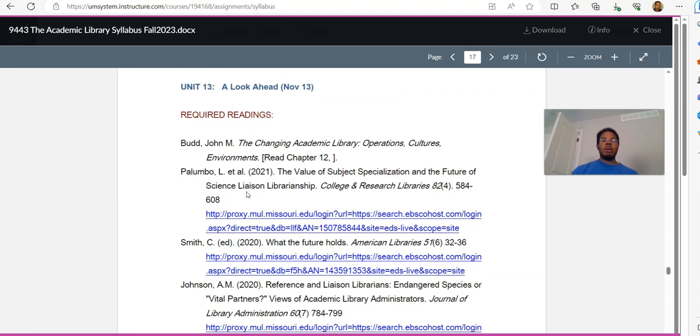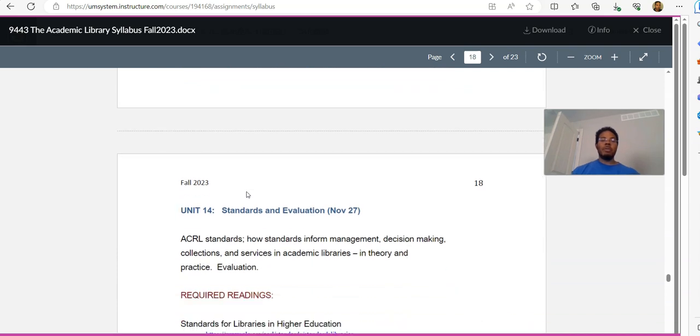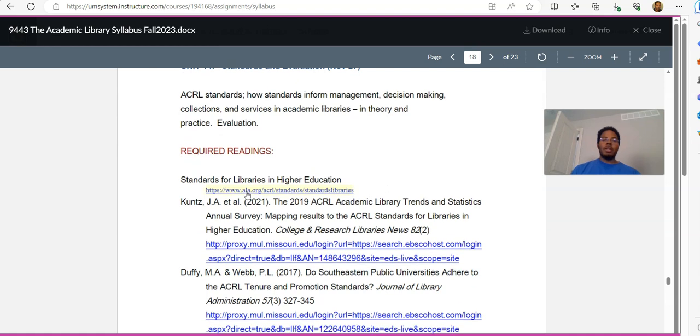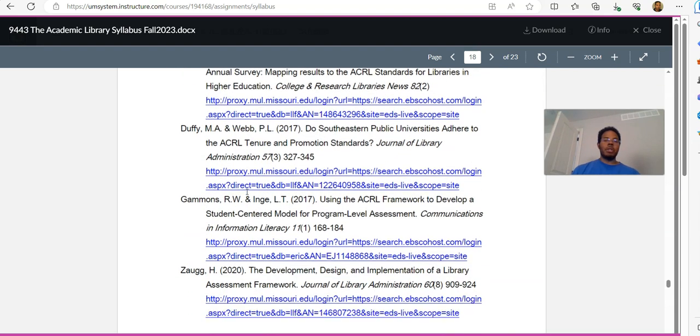A look ahead, that'll be unit 13. In week number 13, we're looking toward the future. The future for academic libraries, I feel, is bright. Unit number 14, standards and evaluation. So we're looking basically at some things like assessment and those sorts of things.